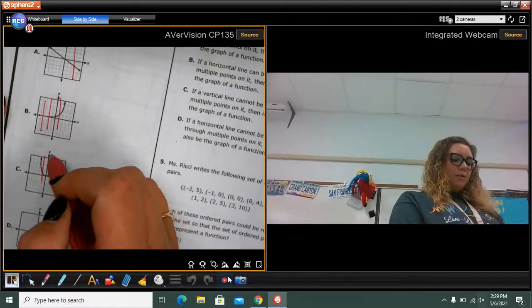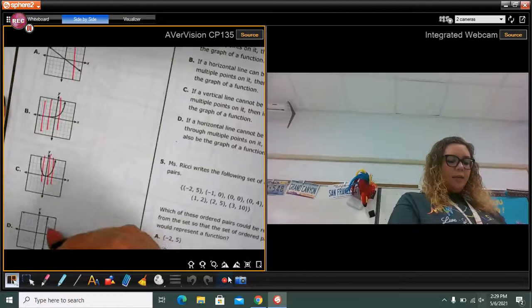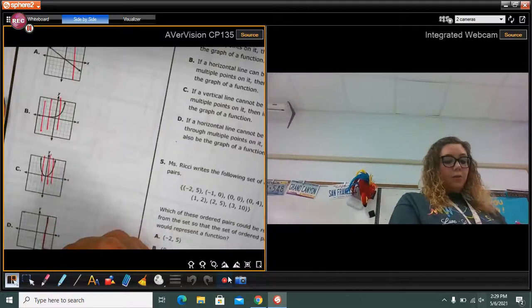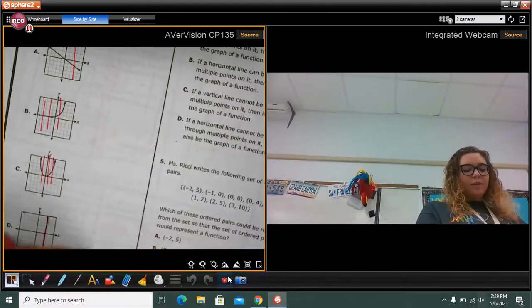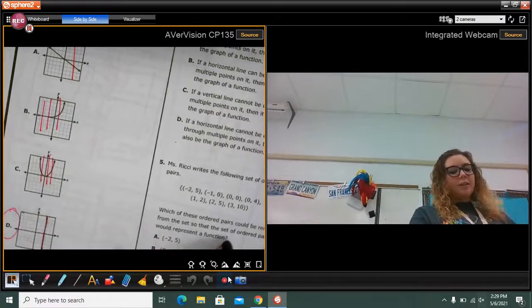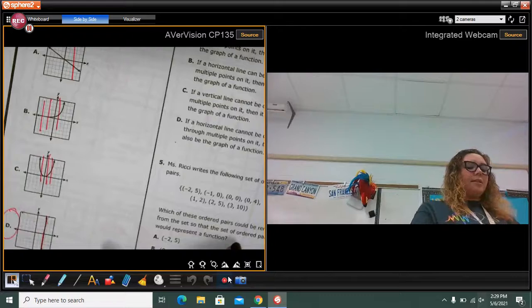C, that passes. How about D? No, because this line is right on top. It's going through all these different points. Therefore, it is not a function. So the answer is D.